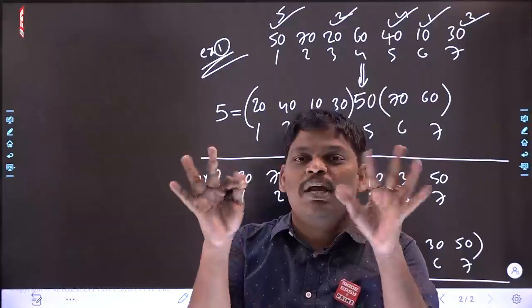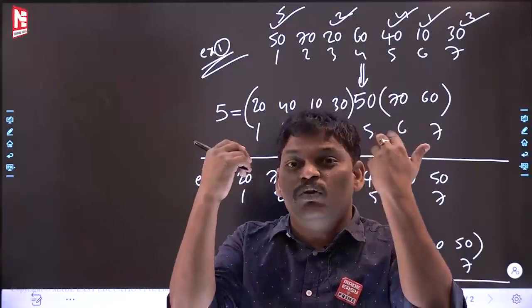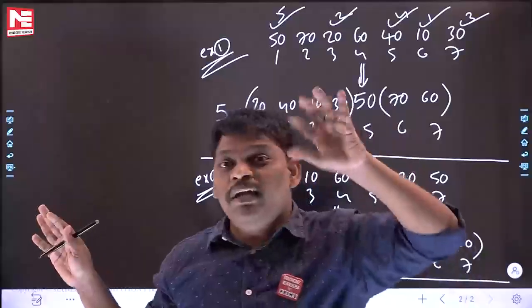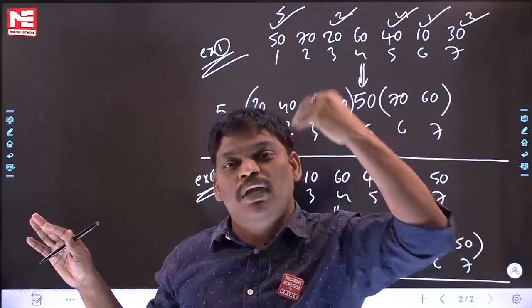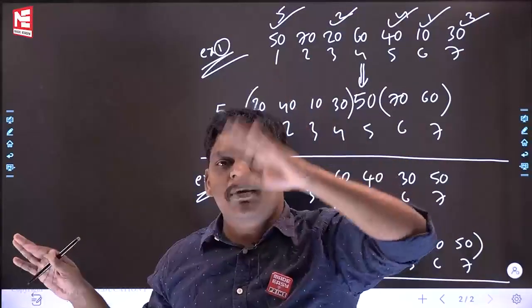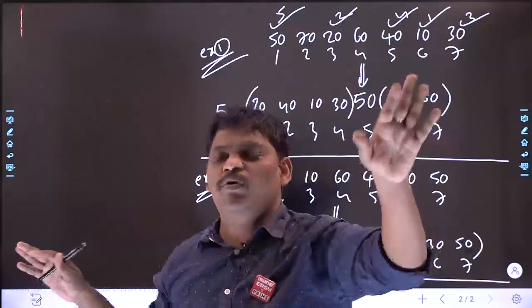Because I don't know anything about the middle element. How the middle element looks, I also don't know. If I take the last element as a pivot, where can it go? Anywhere. If I take the first element as a pivot, where can it go? Anywhere. If you want, you can check.